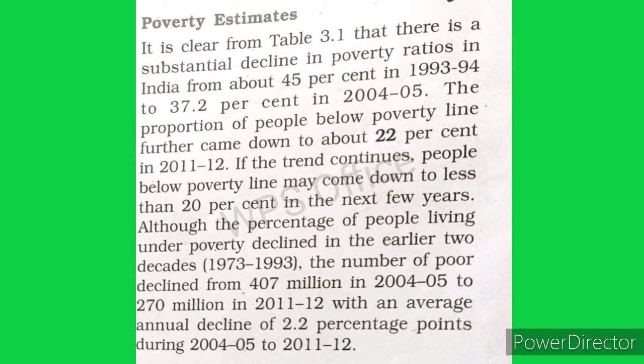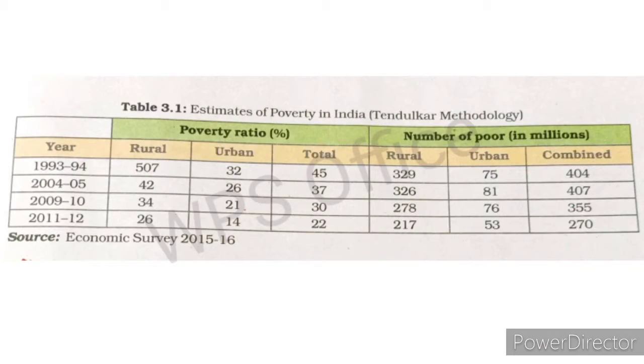Although the percentage of people living under poverty declined in the earlier two decades, that is 1973 and 1993, the number of poor declined from 407 million in 2004-05 to 270 million in 2011-12, with an average annual decline of 2.2 percentage points during 2004-05 to 2011-12. This is the data related to the estimation of poverty.